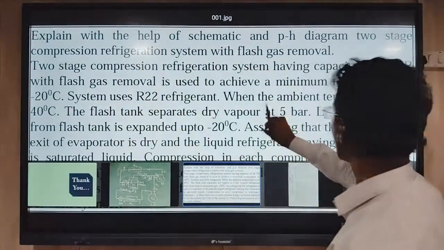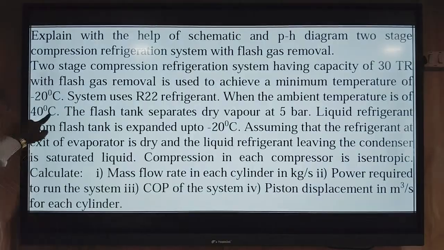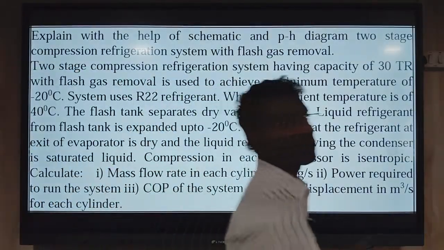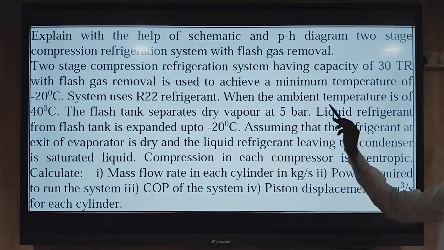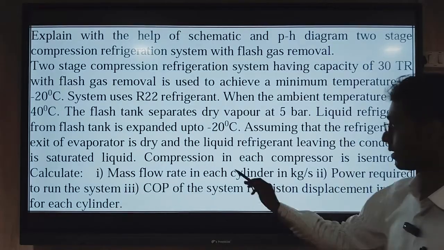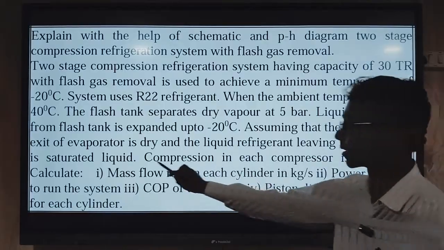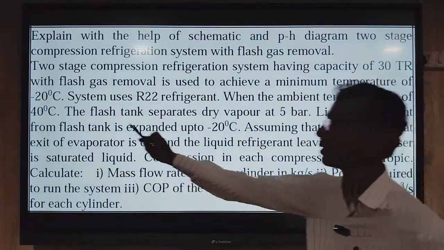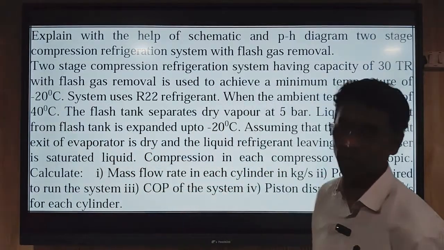Next, what is given is that the ambient temperature is 40 degrees Celsius. Ambient temperature means a point on the condenser line. So the condenser exit temperature is 40 degrees, and ambient means atmospheric temperature, which we consider in the numerical. The liquid refrigerant leaving the condenser is a saturated liquid, meaning the 40 degrees Celsius point will lie on the saturated line.